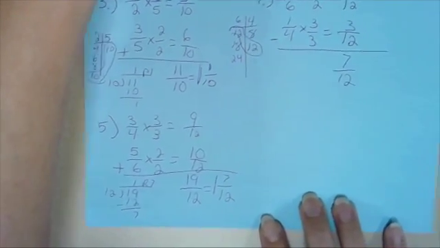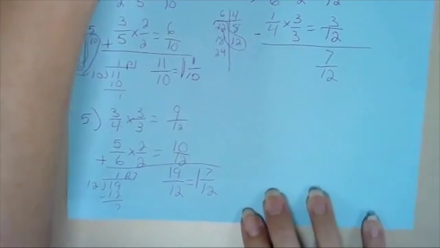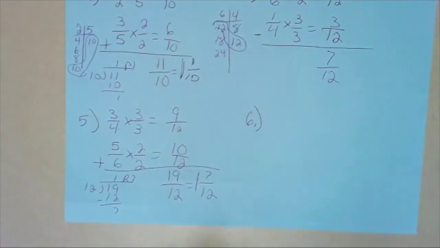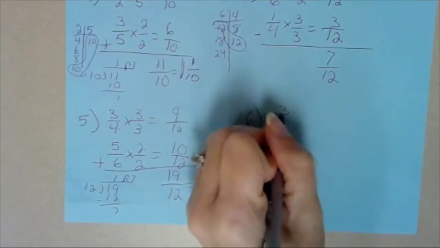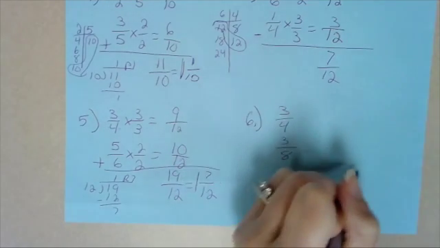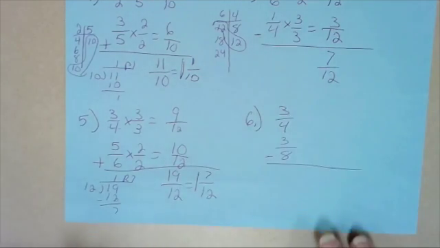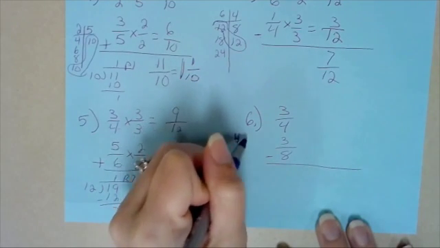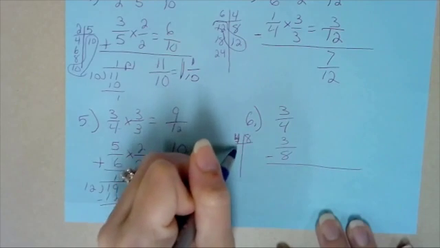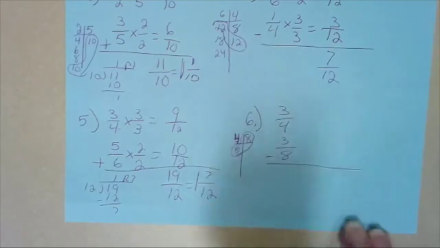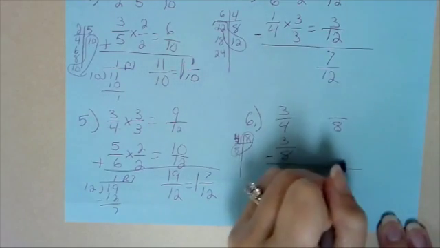Now I said we were only going to do 5 problems, but we're going to go ahead and do 6. So we have 3 addition ones and 3 subtraction ones we've done. So our last one is going to be 3/4 minus 3/8. We're going to find a common denominator. 4 and 8. Oh, looky there. My common denominator is 8. Write down your common denominator.